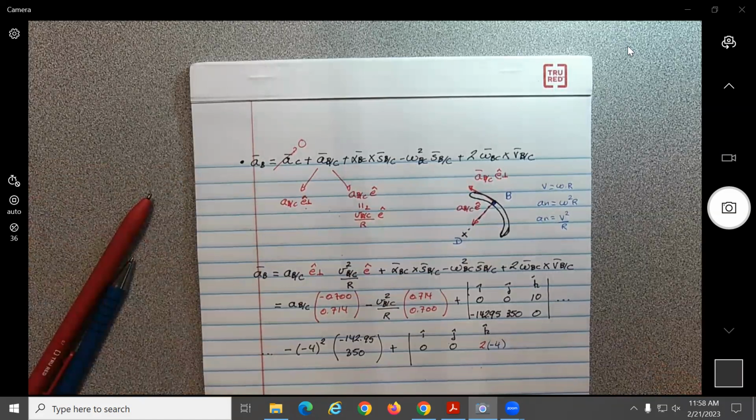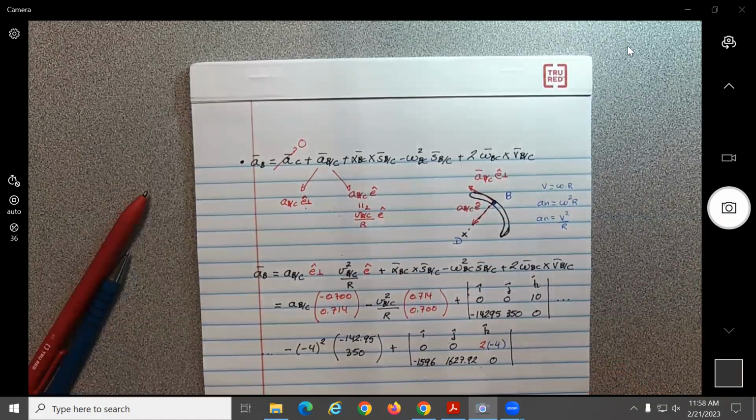1596.6. Yeah, but where do I have it? Did I lose that page already? Yeah, no, I have it here. Negative 1596, the first one. Is that correct? Negative 1596. And the second one, 1627.92 and 0. Should be negative because it's going into the direction.